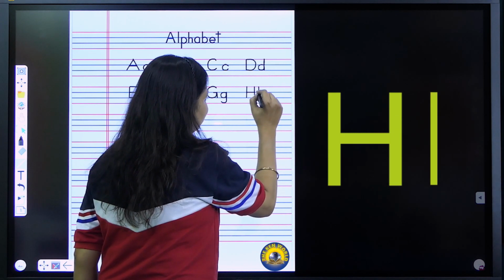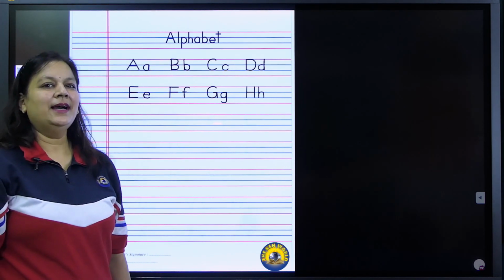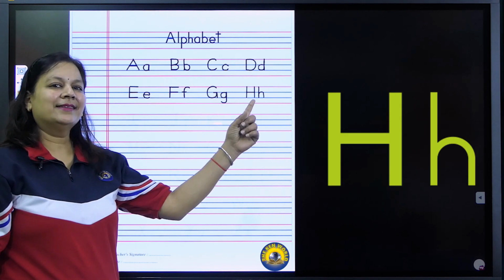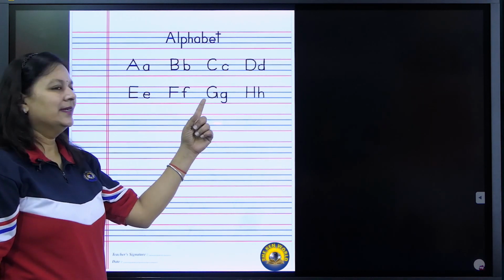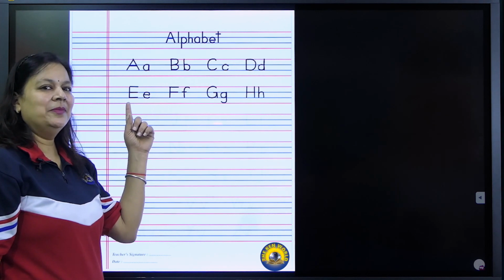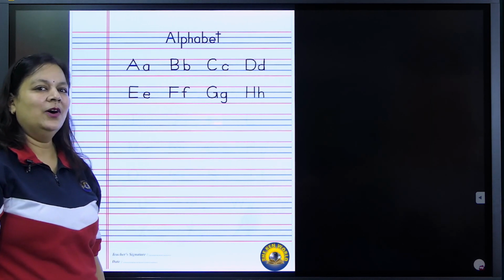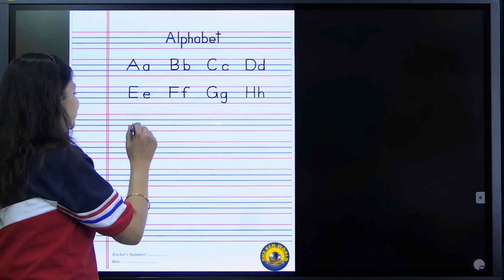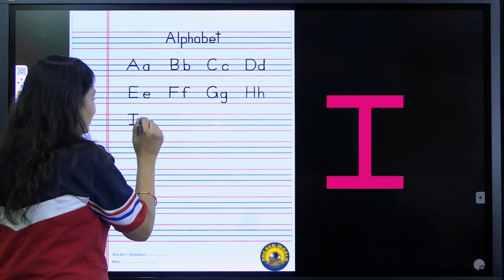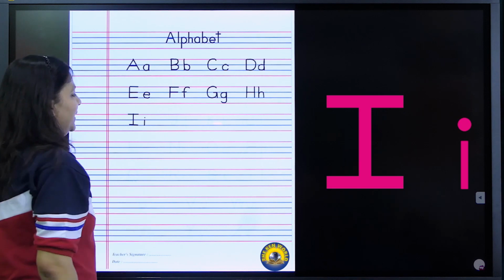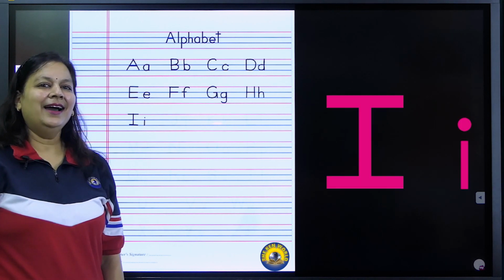Uppercase H. Lowercase H. Speak aloud. H. H. H. Let's revise. E. F. G. H. Practice for one more time. E. F. G. H. Let's move forward. The next letter is I. Uppercase I, lowercase I. Speak aloud. I, I, I.